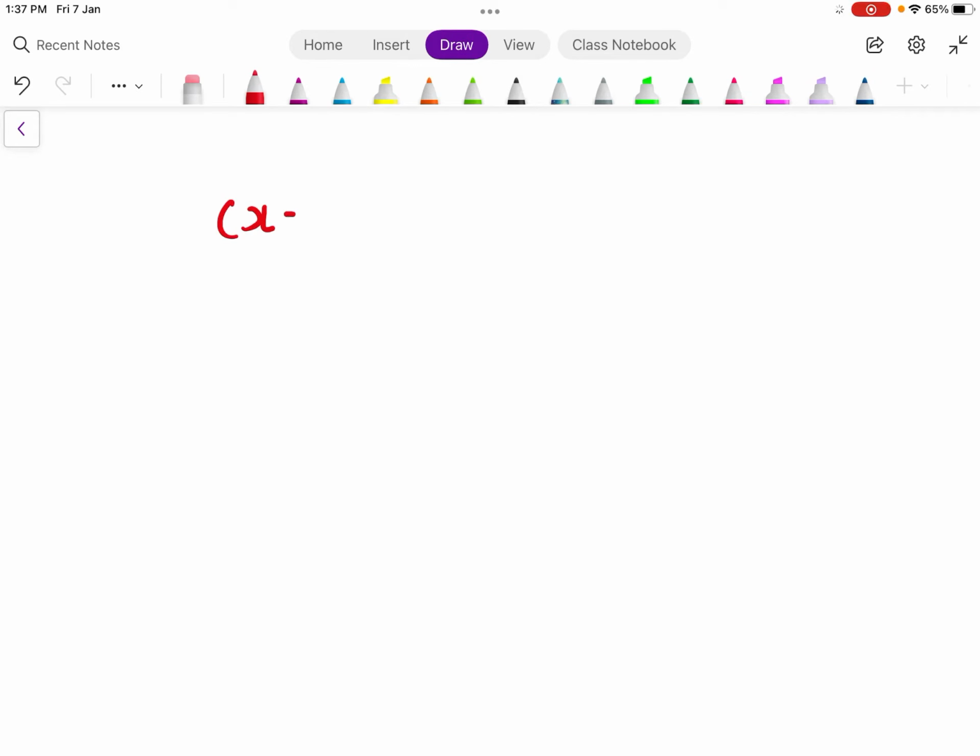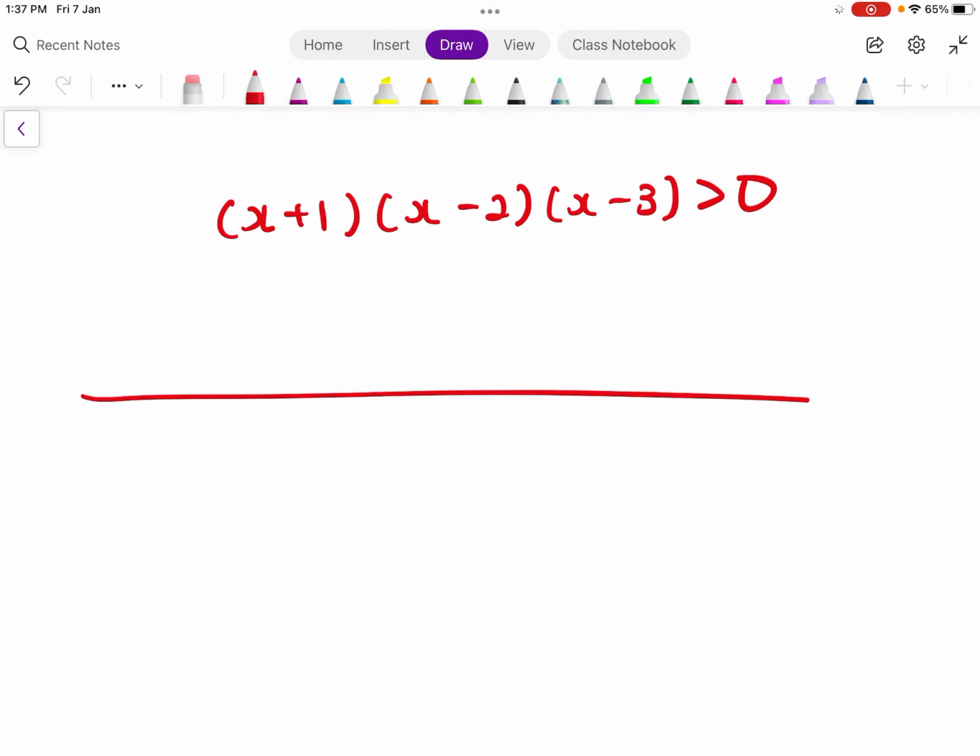Maybe I just randomly choose (x + 1), (x - 2), and (x - 3). If it's more than 0, how do I solve this inequality? Same thing, I draw the number line and write down the x values. So here is 3, then here is 2, and here is negative 1.